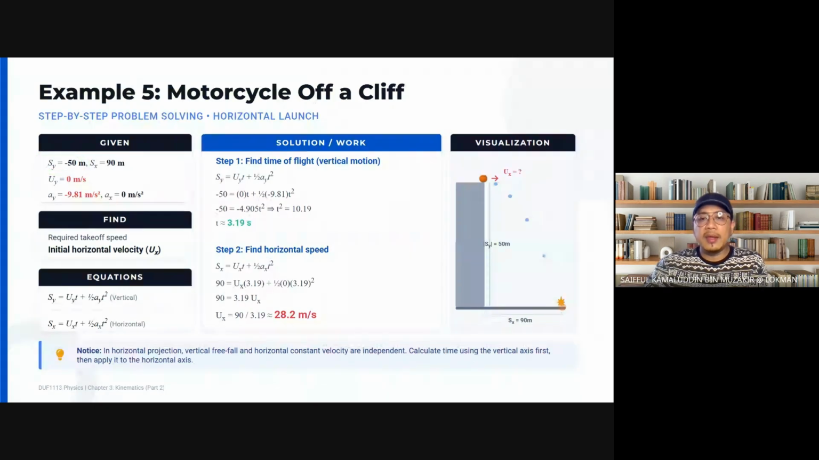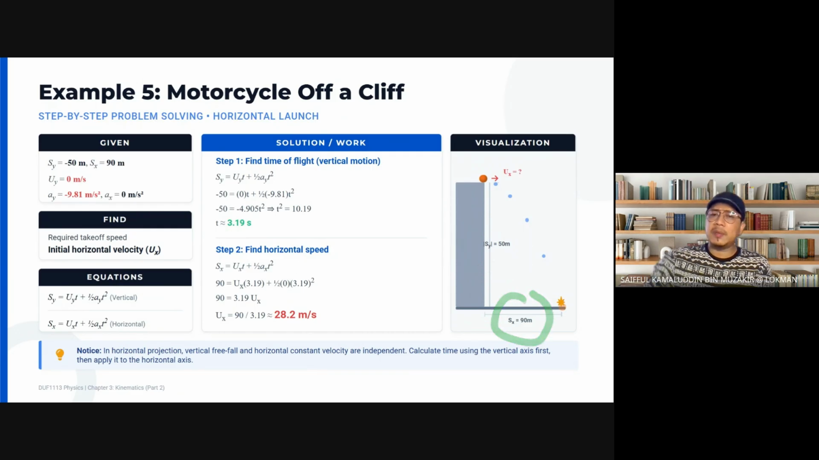And given the sx, the range of the car is 90 meters. Meaning, this is the sx. The motorcycle falls down, and also goes to the right. So it falls down about negative 50 meters, and it goes to the right about 90 meters. It moves forward, but it also falls down, right? So this is the SY and this is the SX. The SY is given as negative 50 meters, SX is positive 90 meters.